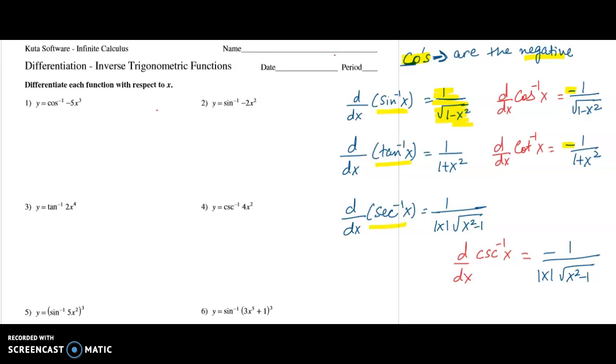Now, that being said, the question is how we got these derivatives, right? Let's start with sine inverse x. I will show you how we derived the derivative of sine inverse x as 1 over radical of 1 minus x squared. It is pretty simple. If you understand it, then sometimes you don't have to memorize it. It is just right there.